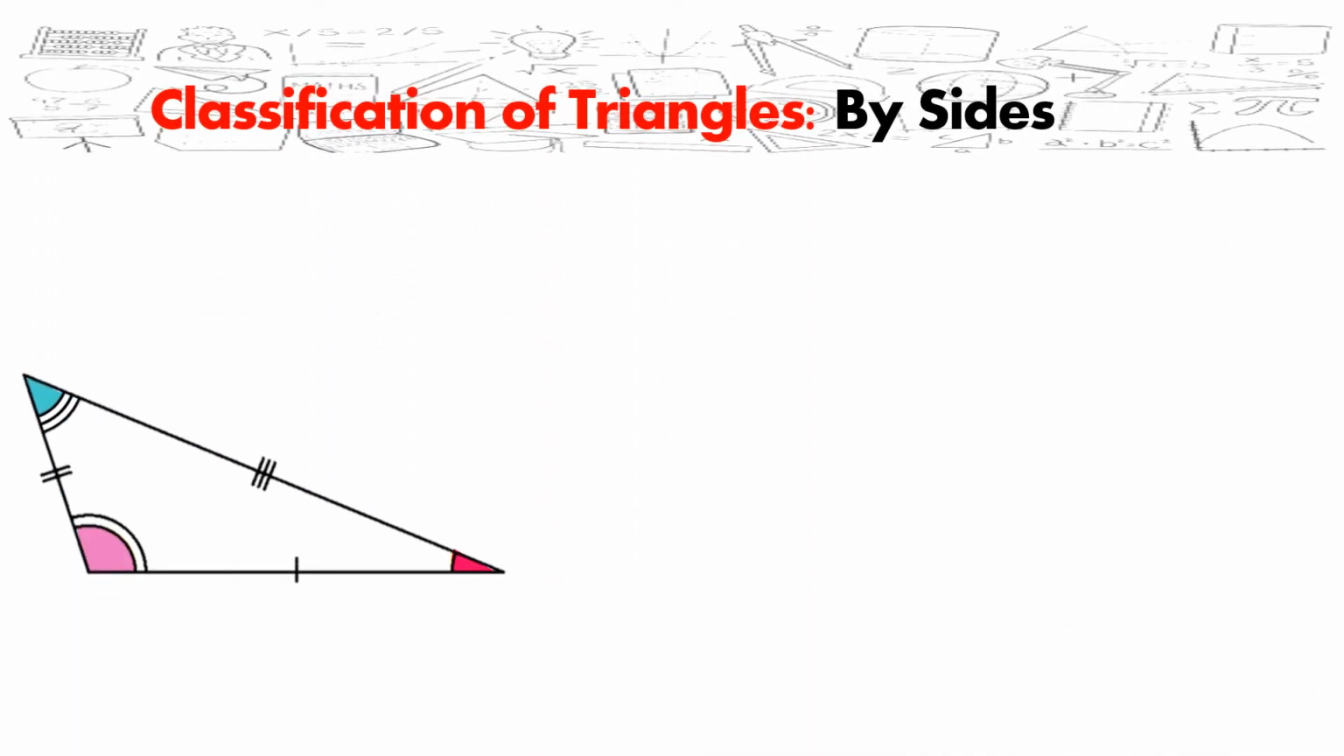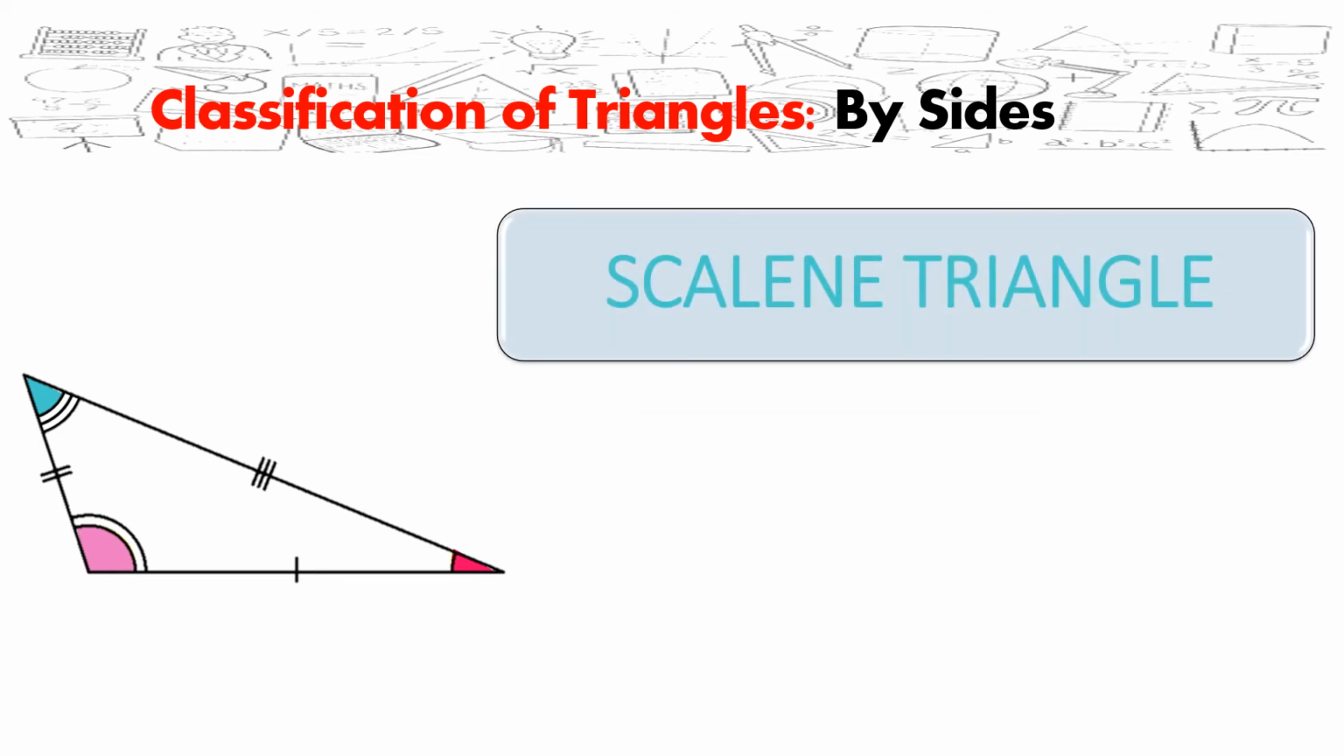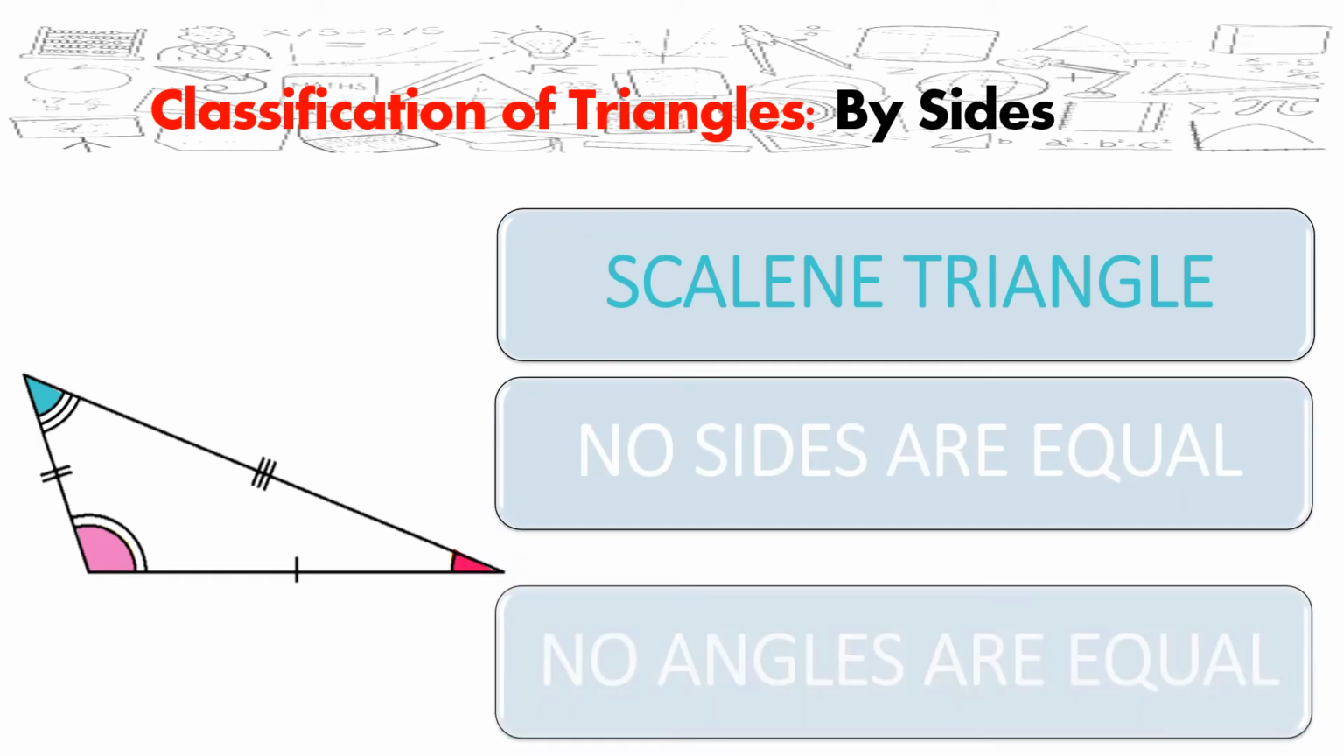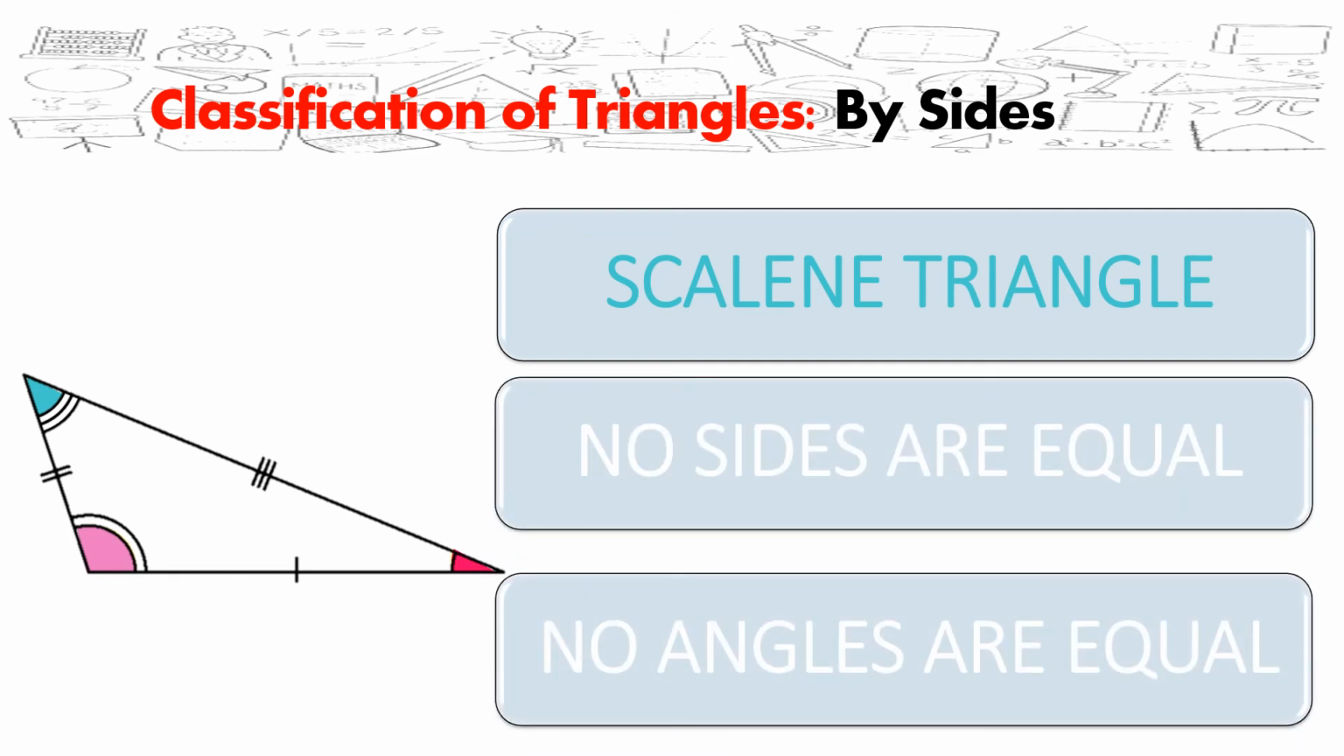If in a triangle all the three sides are of different lengths, then such a triangle is said to be a scalene triangle. No sides of such a triangle are equal and no angles are also equal. Thus, we have learned that the classification of triangles on the basis of sides can be done into three types: equilateral, isosceles and scalene triangles.